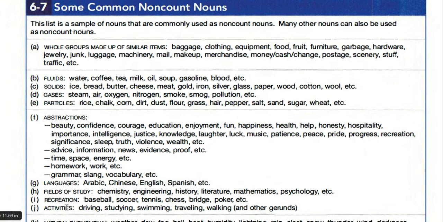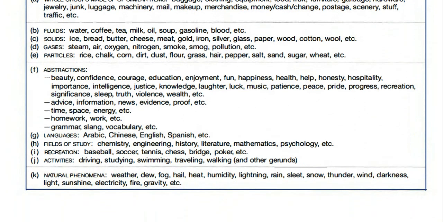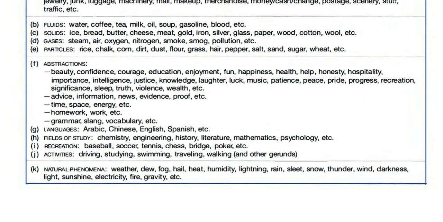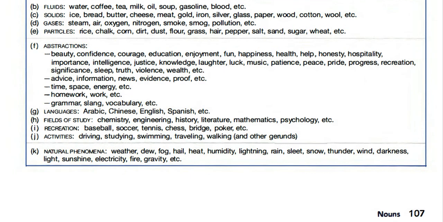Activities, last here for that package, we have driving, studying, swimming, traveling, walking. All of these words are gerunds. I cannot say drivings. Why? Because driving is one activity that many people around the world already practice. Studying is also the same. It doesn't mean anything if you give it countability, so it will be non-countable because it's still under abstractions or under activities as well.